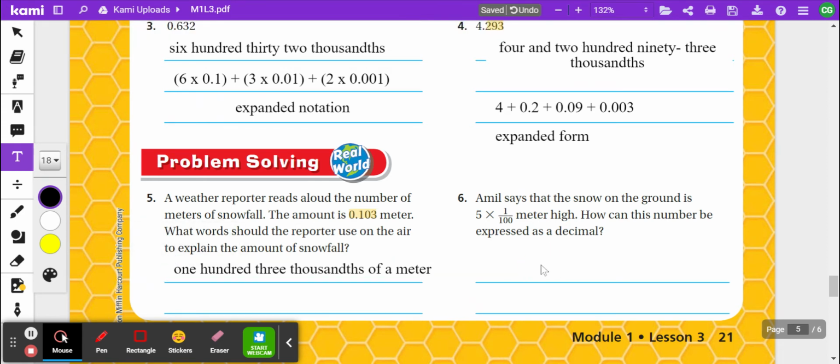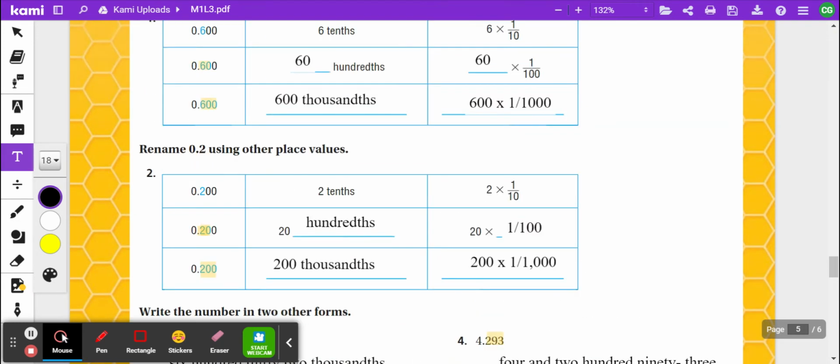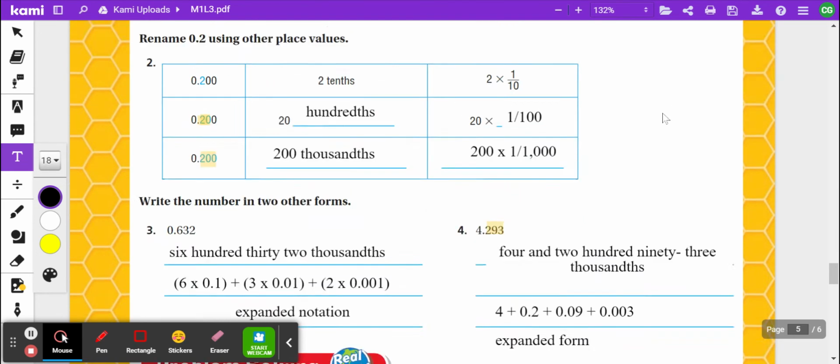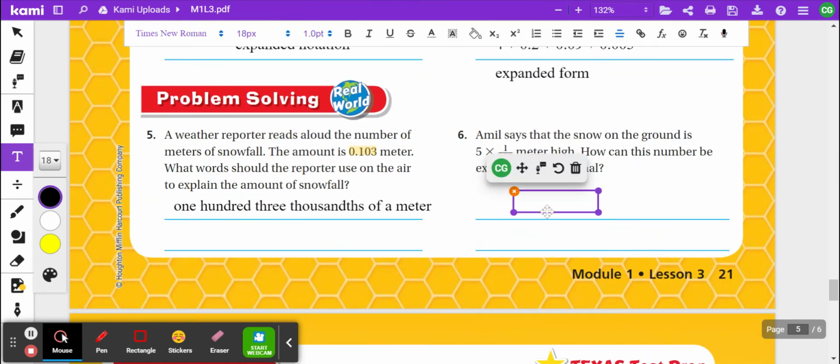Emil says that the snow on the ground is 5 times 100th meter high. How can this number be expressed as a decimal? Okay, so looking at what you did up here, you're going to follow that same expression. So here would simply be, because I know that the 5 is going to be in the hundredths place value, I have 0 wholes. I have no whole numbers, nothing in the ones place. In the decimal, I don't have anything in the tenths place, but I do have a 5 in the hundredths place. So this is going to be 5 hundredths meter.